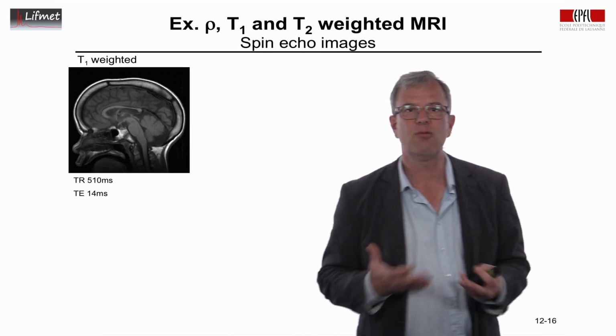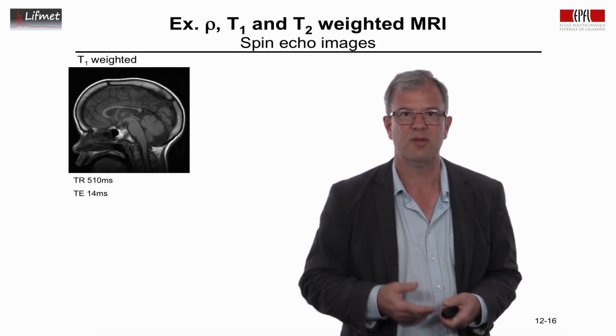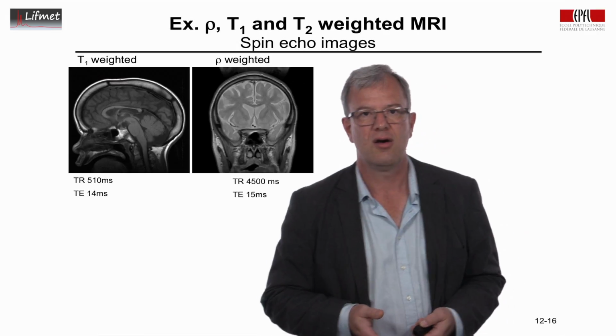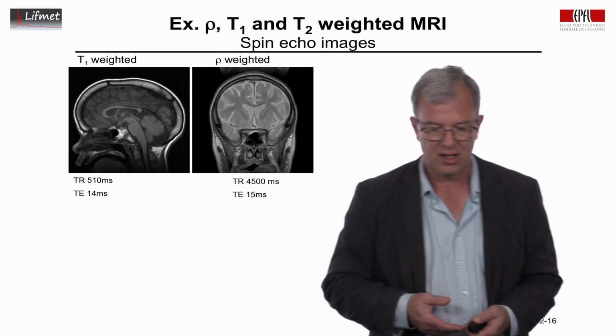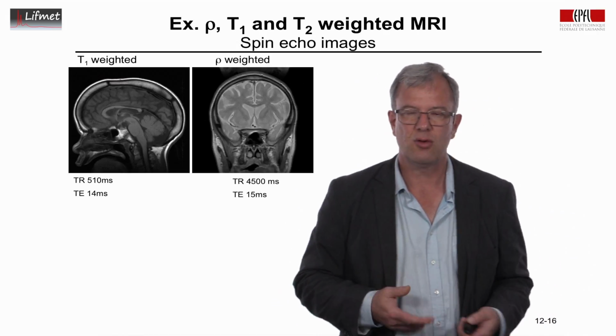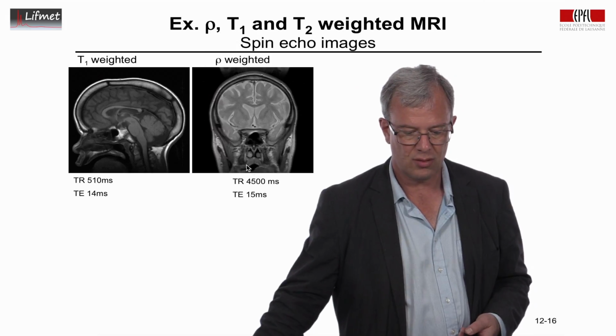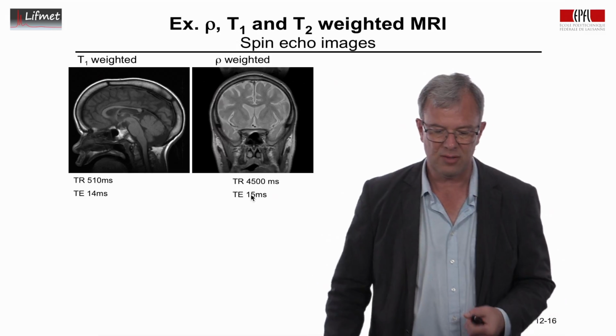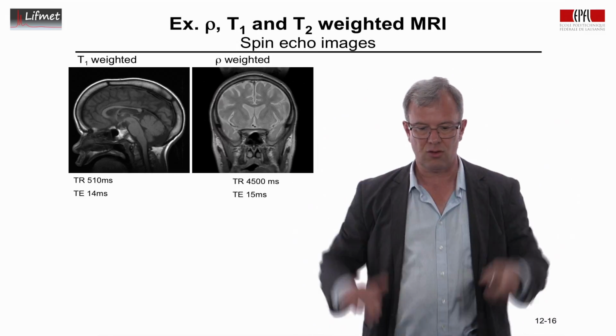To give you an idea what these TRs and TEs are, I've put them in here. So this is a TR of 510 milliseconds and a TE of 14 milliseconds. Here's now a proton density weighted image. So it is a TR of 4.5 seconds and a TE of 15 milliseconds. This is a cut through the head coronally.